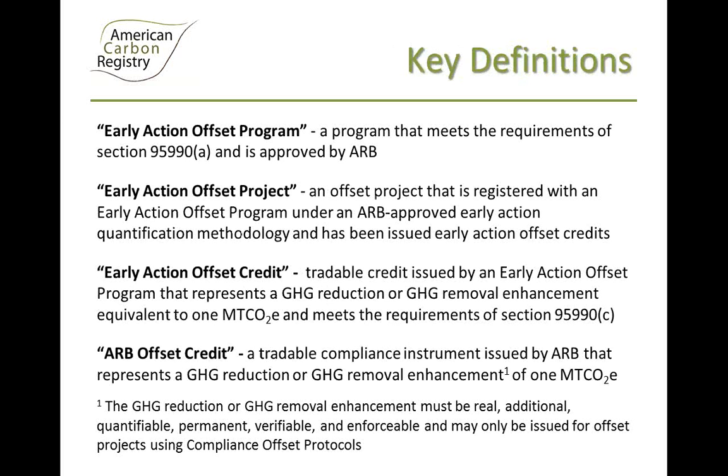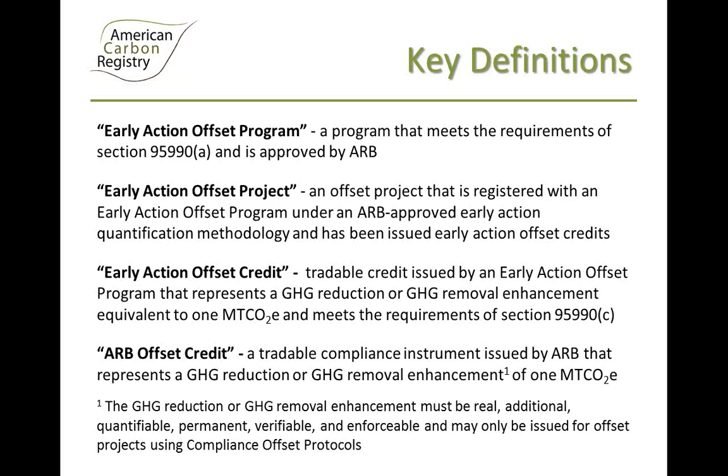Before I hand over to Greg, I'd just like to clarify some key terms used in the early action offset program. So firstly, an early action offset program is a program, usually a registry, that meets the requirements of section 95990A of the cap and trade regulation and has been approved by ARB. ACR was approved as an early action offset program in December of 2012. An early action offset program can review and list projects using ARB's early action quantification methodologies. We oversee reporting and verification and issue early action offset credits for those projects.